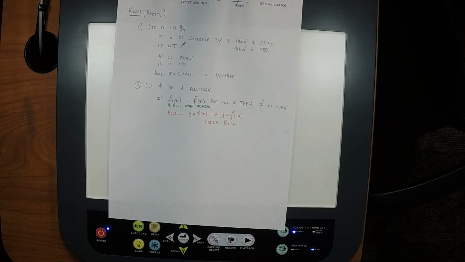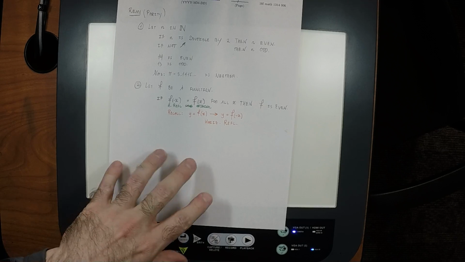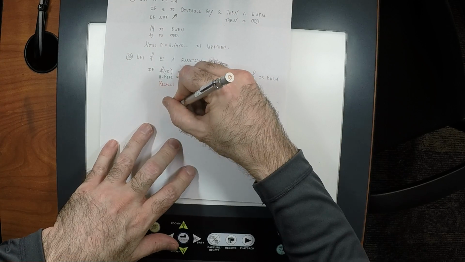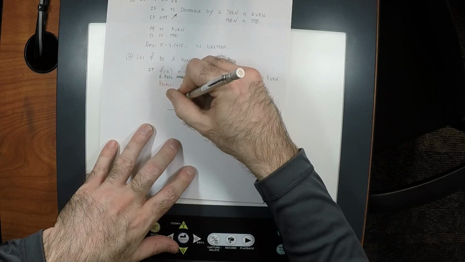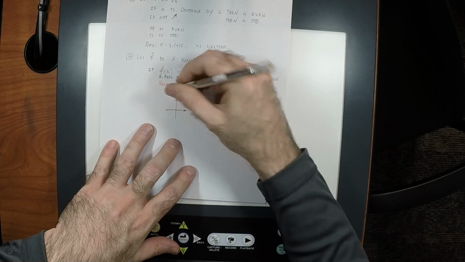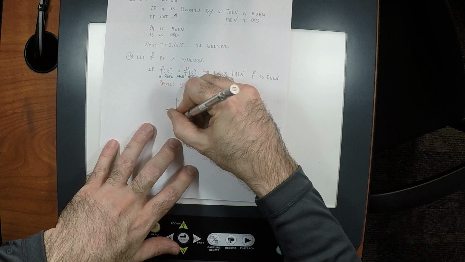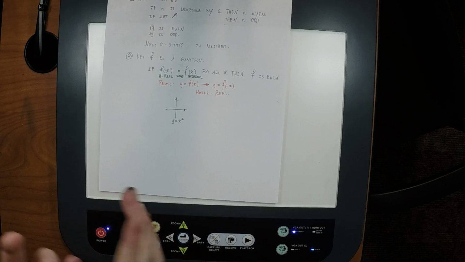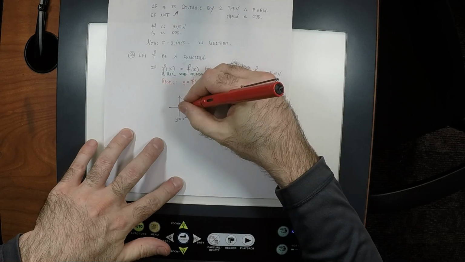So the reason to use the word even is in the end because of the following example. I could ask, here's a plot that you're supposed to have memorized, the plot of the standard parabola. So if I plot the standard parabola, it looks like this.